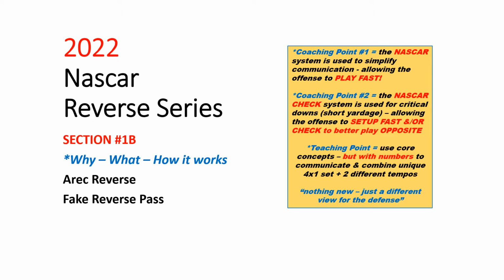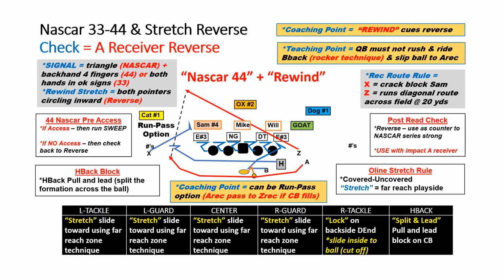Let's take a look. All right, first is the reverse itself. Again, we want to run this from our NASCAR bunch 4x1 set. You can see here, we say NASCAR 44. Even numbers puts the formation to the right, and 44 in this case for us is a blast to the right. Once we want to run the reverse, then the quarterback will do, on his second call, his check. We'll just say rewind, rewind, which is going to cue now reverse, opposite of the original directional call.